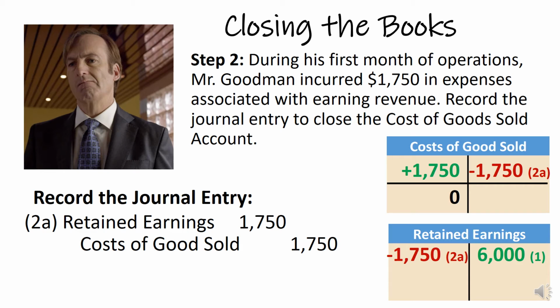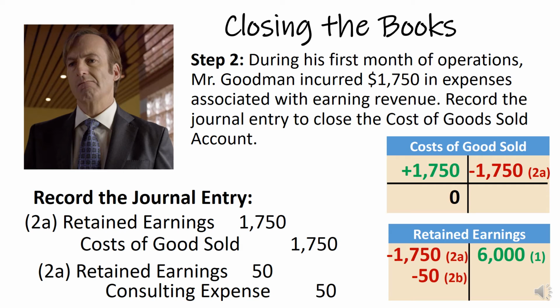You'll recall from the trial balance that Saul also maintains an expense account for his consulting business expenses. This was $50 for the preceding period. He would reverse these account expenses in the same manner by crediting his consulting expense account and debiting retained earnings for the same amount.